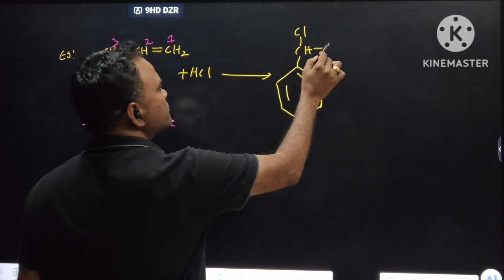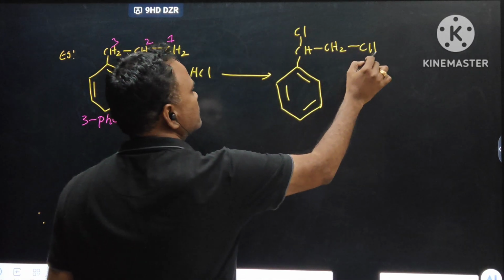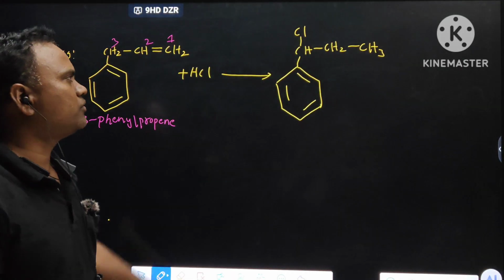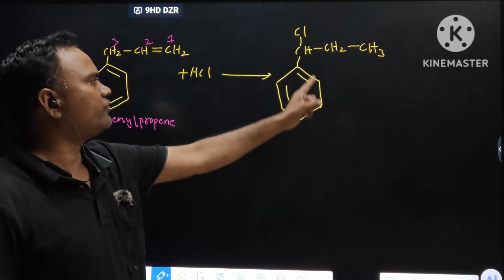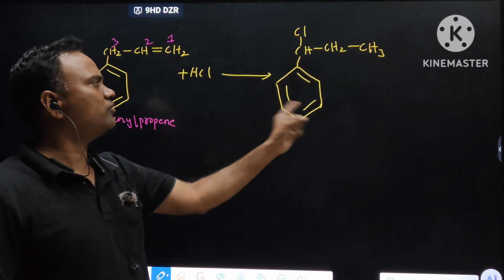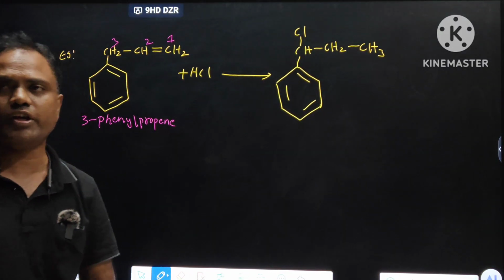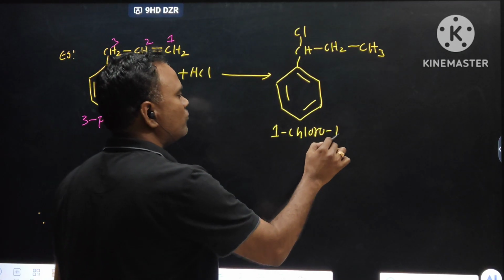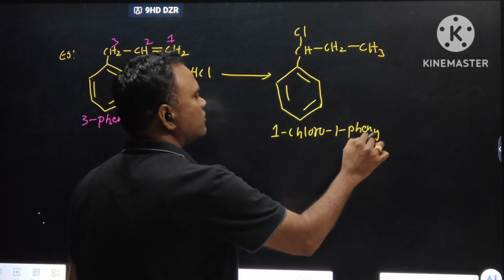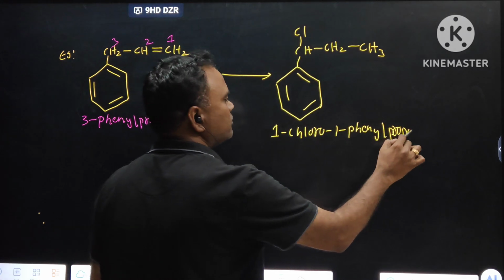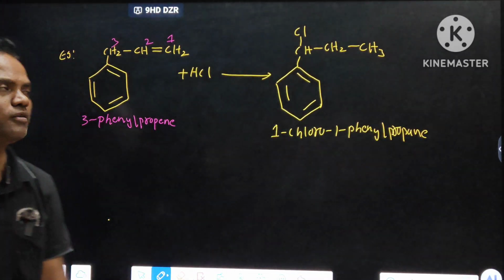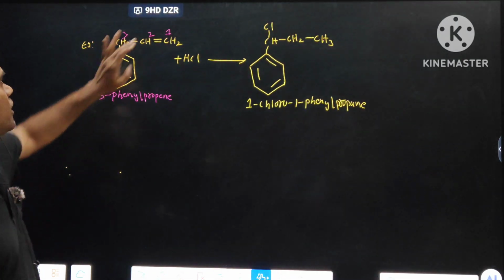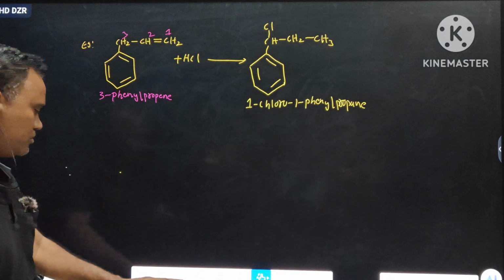Cl is adding like this. This is the product. 1-chloro 1-phenyl propane. Names are also very important. 1-chloro 1-phenyl propane. Let us see the mechanism and check whether rearrangement takes place or not.